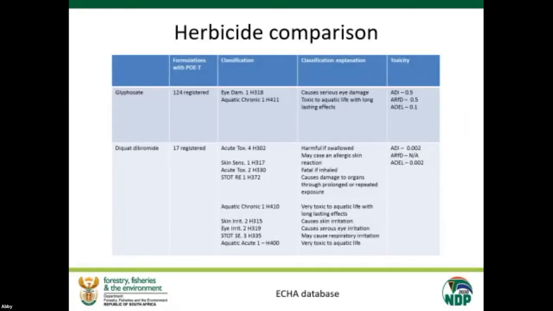Here I've shown a comparison of herbicides for aquatic weeds. You will see that the two that are registered in the country for submerged aquatic weed control and floating macrophytes are glyphosate and diquat dibromide. If you look at the GHS classifications and the explanations and the toxicity, you will notice that glyphosate, if it does not contain polyethoxylated tallowamine, is actually safer to use than diquat dibromide.